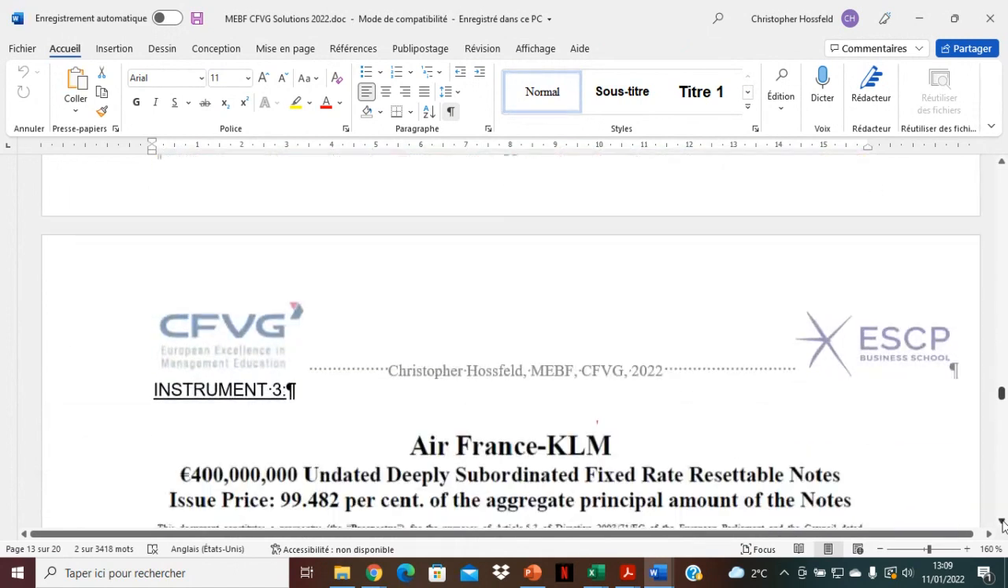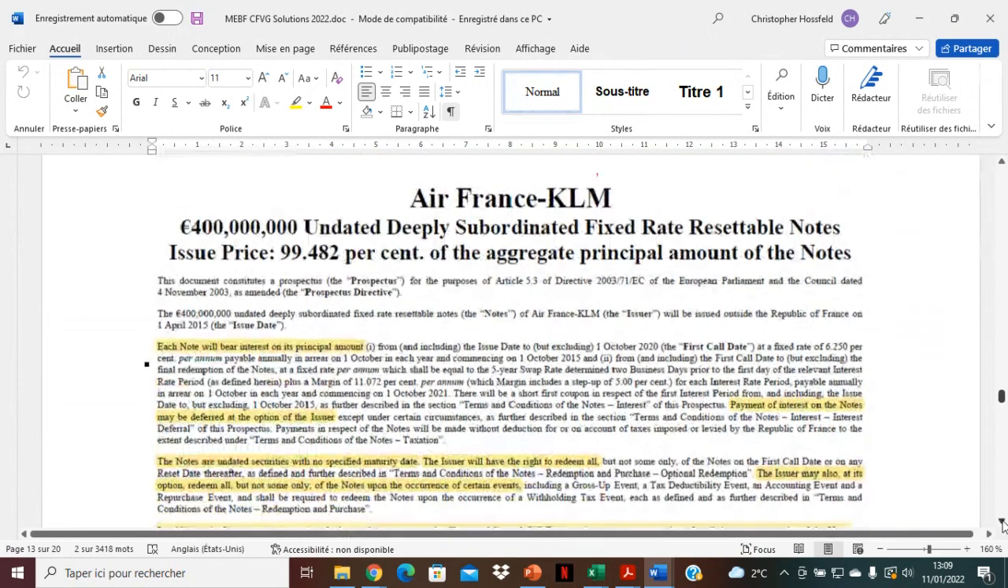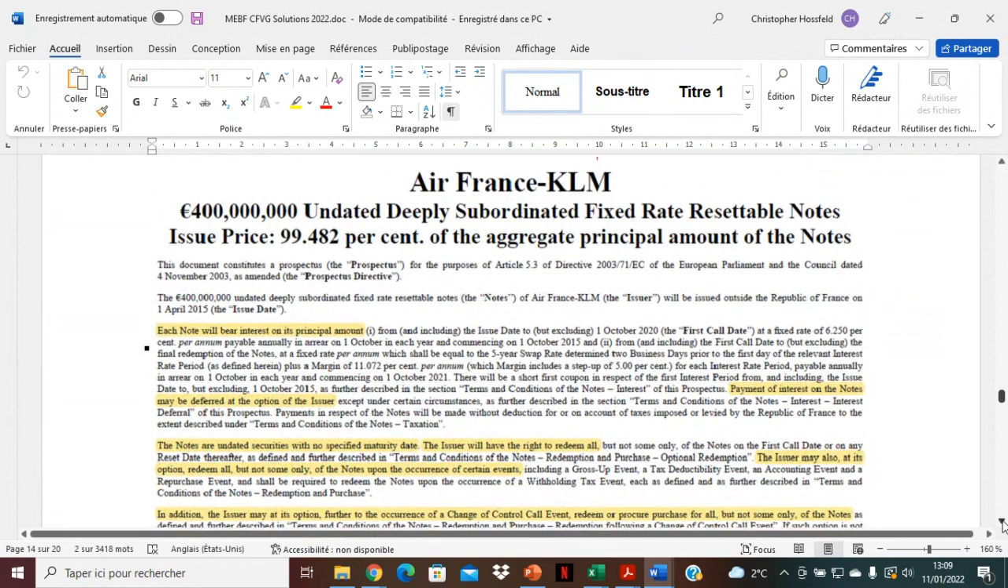Okay, and instrument number 3 is 400 million undated, deeply subordinated fixed rate resettable notes. Okay, what do we have here? Well, it's subordinated. Does anyone know what that means? Subordinated? Yeah, it's a subordinated fixed rate note. What does subordinated mean?